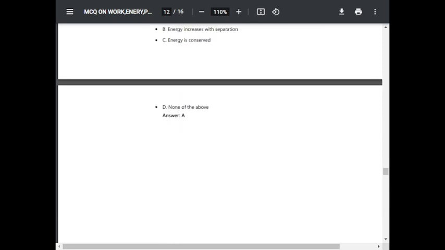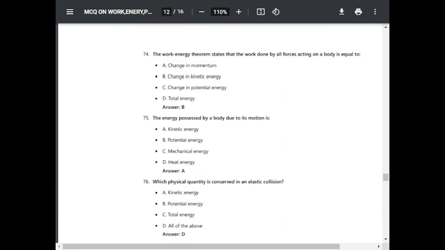Question number 74. The work energy theorem states that the work done by all forces acting on a body is equal to option A, change in momentum, option B, change in kinetic energy, option C, change in potential energy, option D, total energy. The correct answer is B, change in kinetic energy. The work energy theorem states that work done by all forces acting on a body is equal to change in kinetic energy.